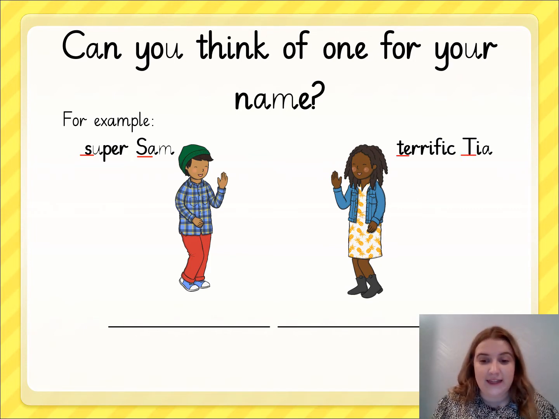I wonder if you can think of some alliteration for your name. Here are some examples. Magnificent Matthew. Super Scarlet. I wonder if you can pick an adjective that describes you, that begins with the same letter as your first name. Pause the video here and have a little think if you can think of an adjective to describe you that begins with the first letter of your first name. Write it down.